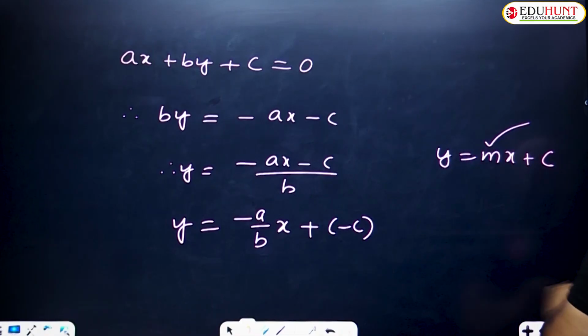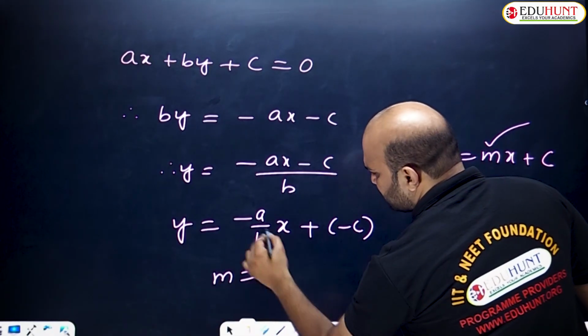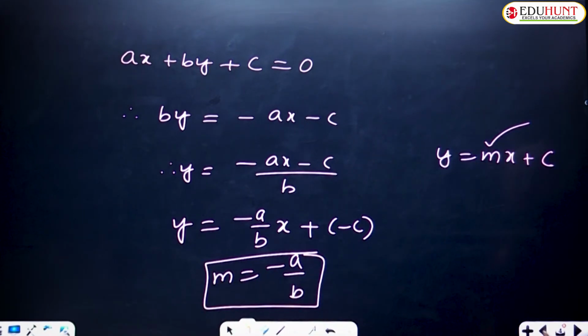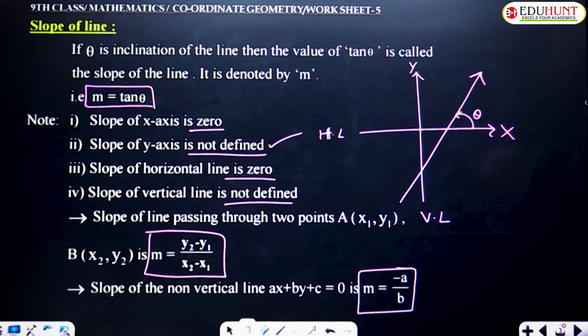Here m is called slope. So what am I getting as slope? The X coefficient, minus a by b. Am I clear? So that is the slope of the non-vertical line ax plus by plus c equal to 0.